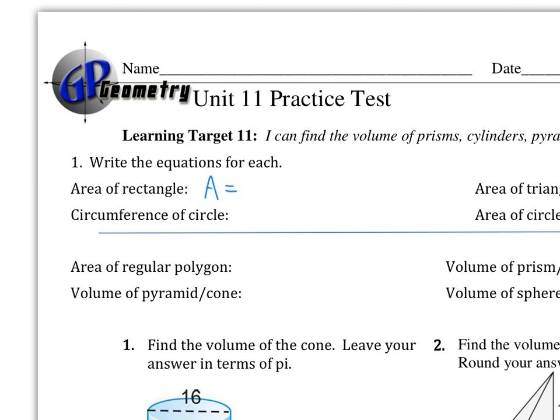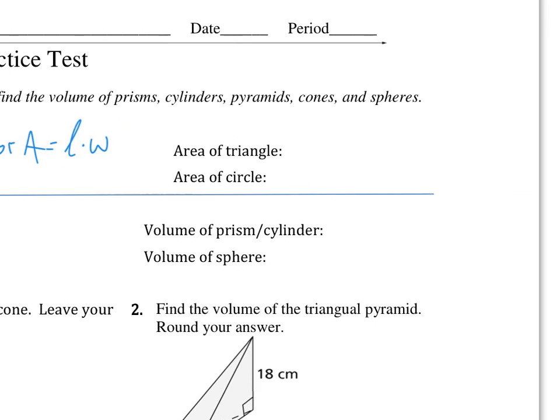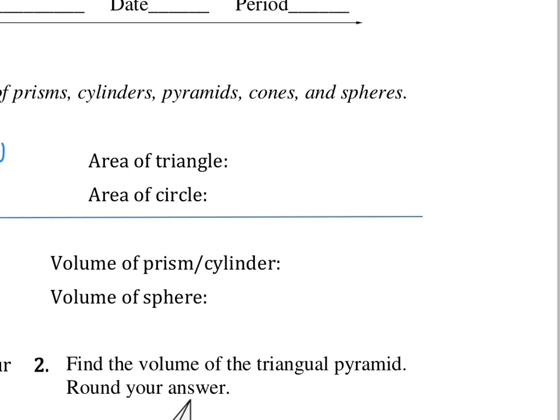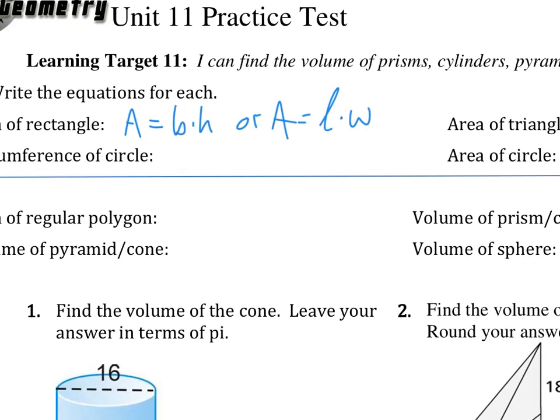Rectangles, we should have area equals base times height, or if you want, area is length times width. By the way, these are all equations. They all should be starting with A equals or V equals. Triangle is half of a parallelogram or a rectangle, so it's half times base times height.